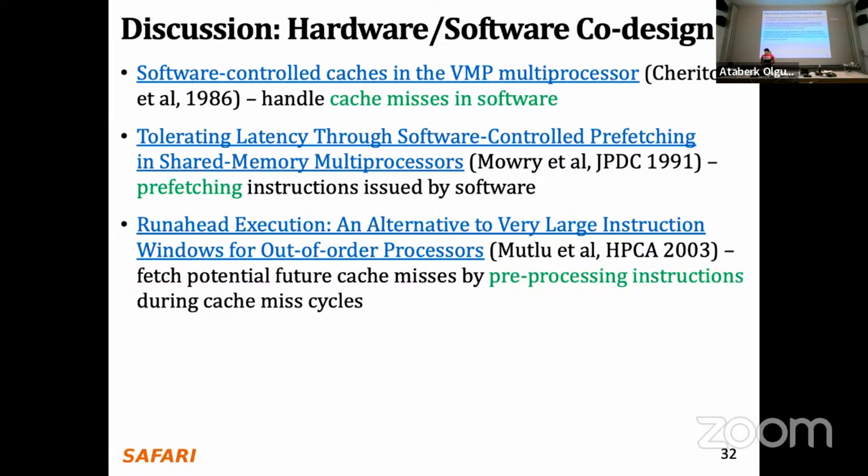Finally, run-ahead execution, HPCA 2003, where by pre-processing future program instructions during cache miss cycles, we can identify whether there will be any future cache misses, and these potential cache-missing addresses can be fetched in advance.